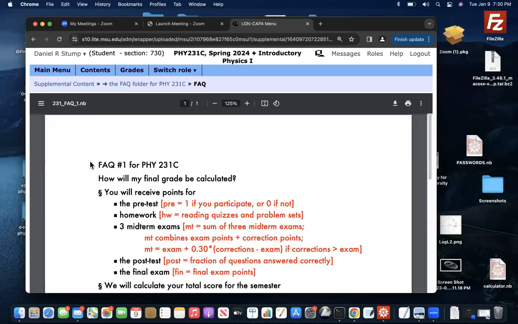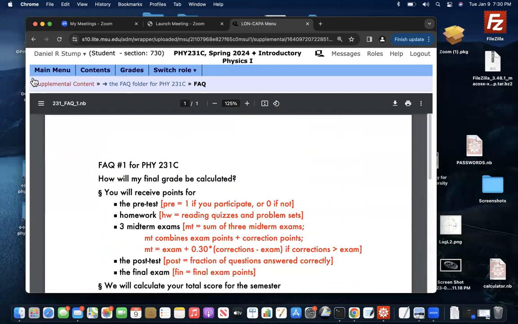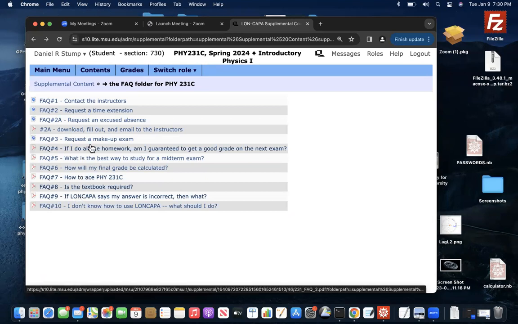How is your grade calculated? Okay, here's the details of how we calculate your grade. So you can calculate your own grade and you can tell how you're doing in the class by calculating your grade. How to ace Physics 231C. This gives you some advice on what you should be doing every week in order to do well in the class. If Lon Kappa says my answer is incorrect, then what?